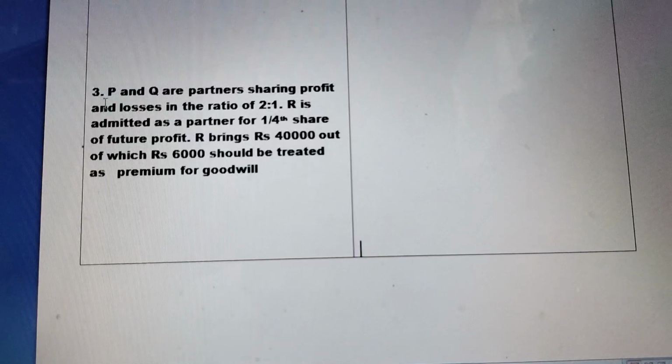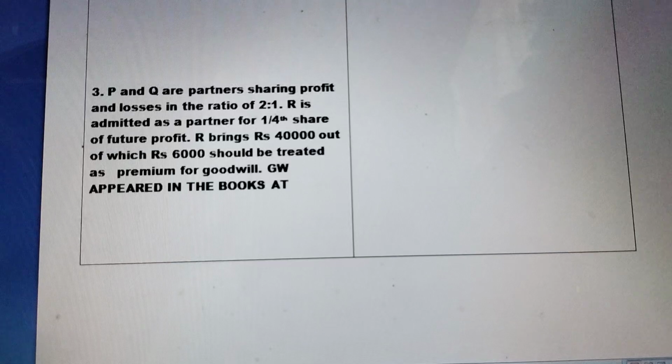See, P and Q are partners sharing profit and losses in the ratio of 2:1. R is admitted as a partner for 1/4 share of future profit. R brings rupees 40,000, out of which 6,000 should be treated as premium goodwill. We'll add one thing more: goodwill appeared in the books at rupees 4,000. Okay, we're adding this.